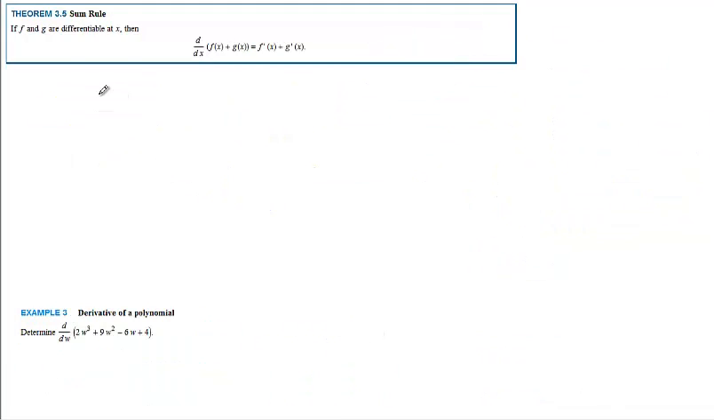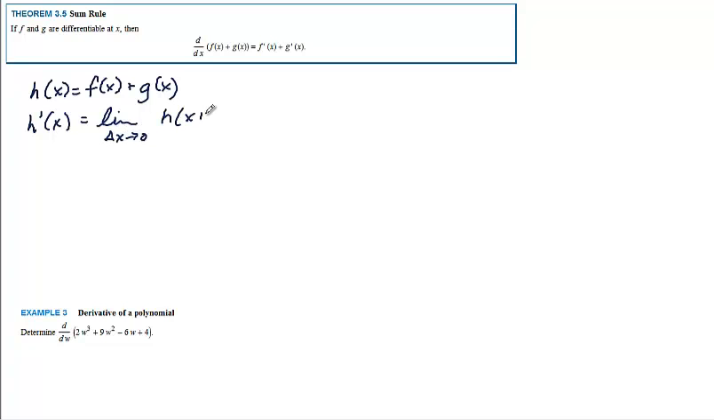Now, the beauty of working through all these proofs is that once you do, then you can use these theorems throughout the rest of the course because they've already been proven. So let's prove this sum rule. h of x, I'm just going to say, is f of x plus g of x. And I would like to know what h prime of x is. I'm going to use the limit definition. Limit as delta x goes to 0 of h of x plus delta x minus h of x all over delta x.